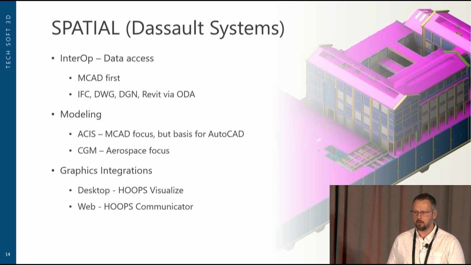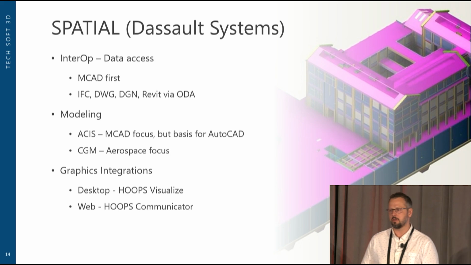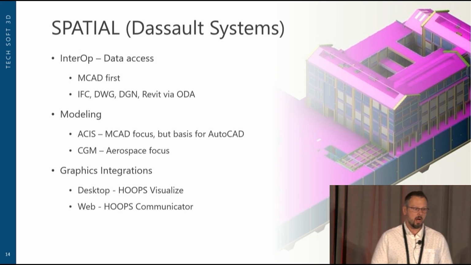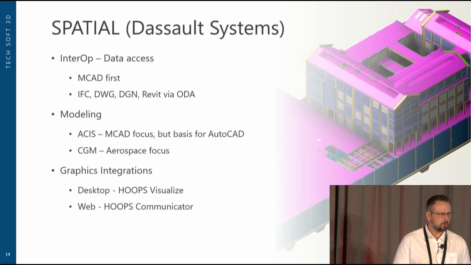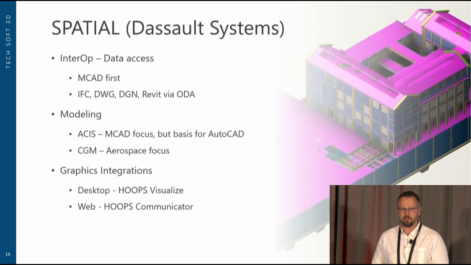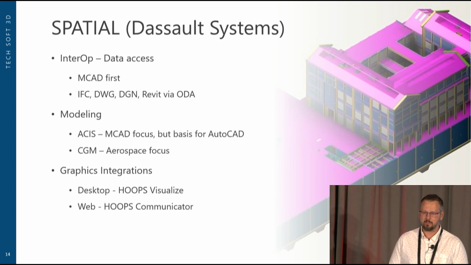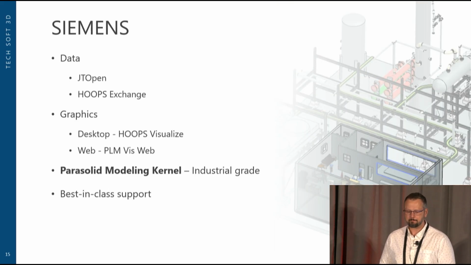They also focus on aerospace because they are owned by Dassault Systems. They have the CATIA CAD system really focused on aerospace, so they also have the CGM modeling kernel as well. It seems like there's some competition between the two of them for resources. Their graphics actually come from TechSoft 3D, so if you want web viewing, they use Hoops Communicator from TechSoft. If you want desktop viewing, they use Hoops Visualize from Desktop.